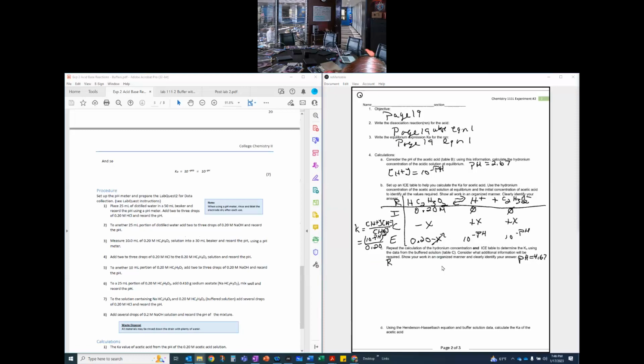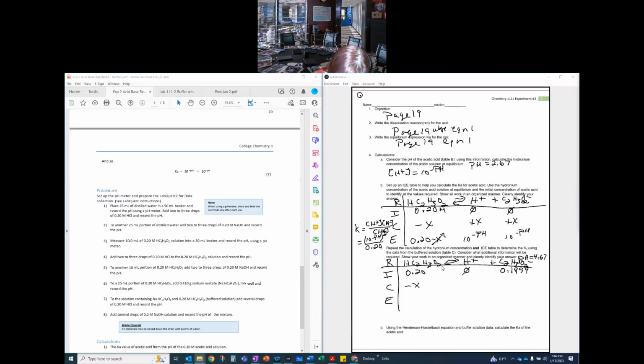This table is not hugely different. We still have the same species, H plus, C2H3O2 minus. But here's the deal. While the H plus is still 0, and my concentration of the acetic acid is still 0.20, the concentration that I start with of C2H3O2 minus is that number that I calculated, 0.1999. Okay, so that's a different value.